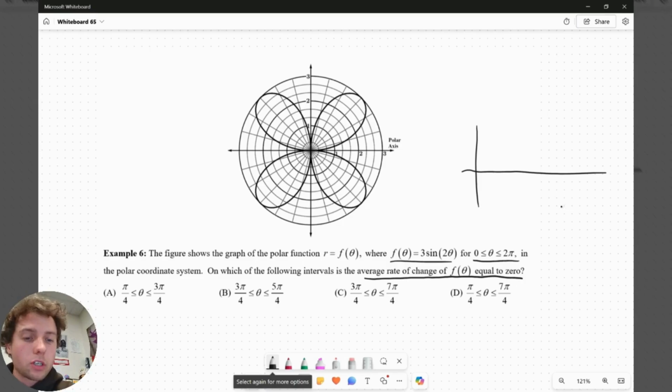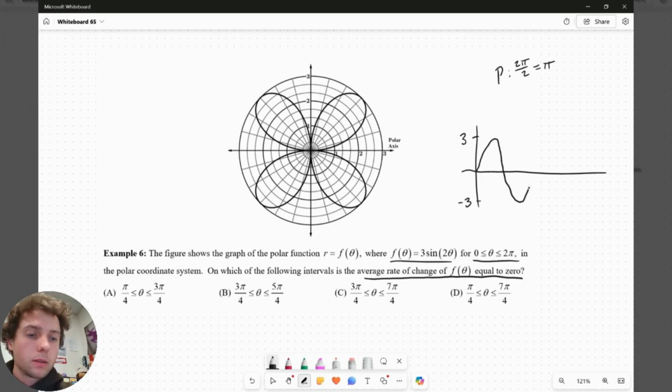Notice we want 0 to 2 pi. In this case, the period is pi, so I'm going to need 2 periods' worth to graph this. It is sine, so I'm going to start here at the middle. There's 1 period. There are 2 periods. So here is 2 pi. Here would be pi then. So this would be pi halves. This would then be 3 pi halves.